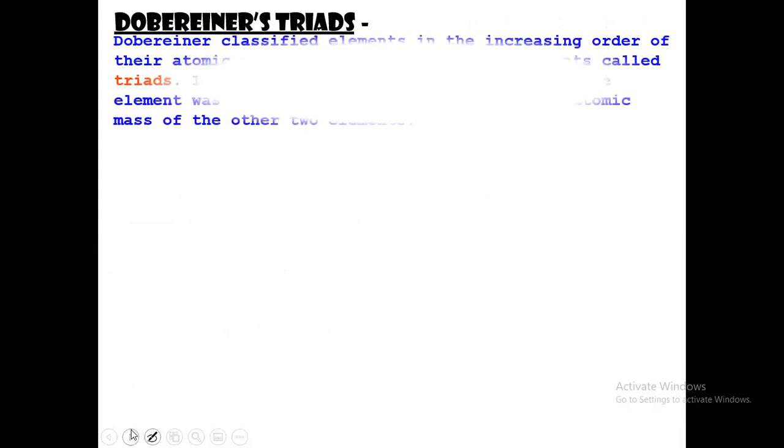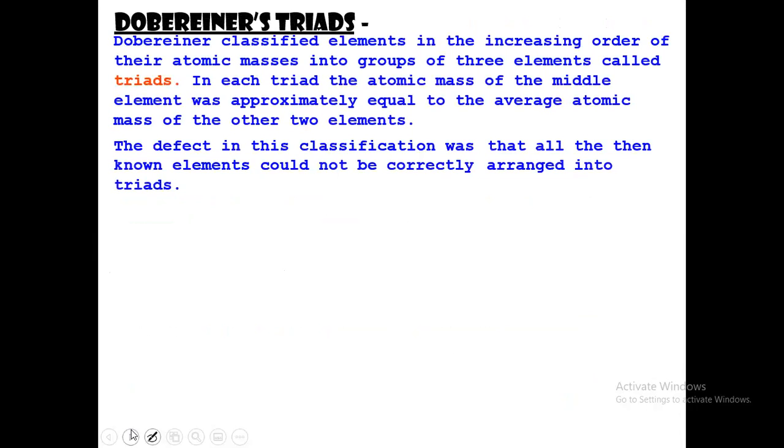First, we will discuss Dobereiner's triads. Dobereiner classified elements in the increasing order of their atomic masses into groups of three elements. That's why this is known as triads. In each triad, the atomic mass of the middle element was approximately equal to the average atomic mass of the other two elements. The defect of this classification was that all the known elements could not be correctly arranged into triads.